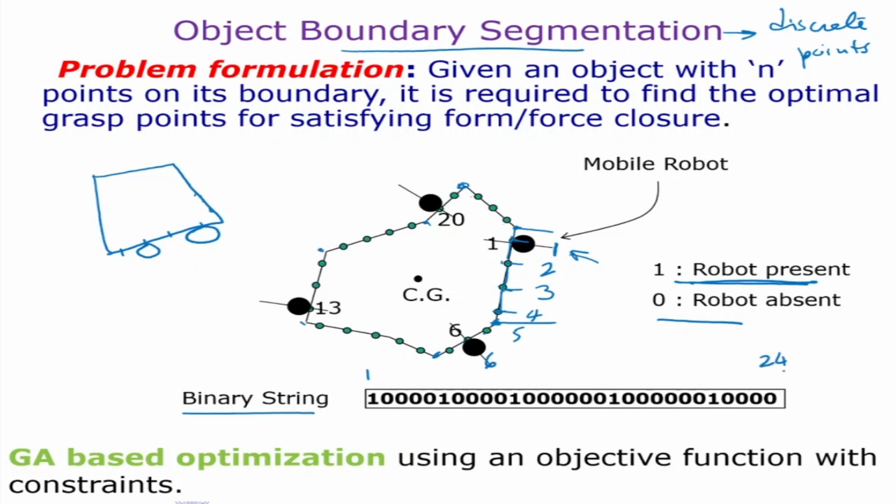So I make this binary string of 24 bits, and each bit can either be 1 or 0. Okay, so if a robot is present there, it is 1, and if a robot is absent, it is 0. Now the total number of robots, in this case, 1 2 3 4 5, there are 5 robots here. So this string is basically giving you an idea of this object, and this is the string that I'm going to play with using genetic algorithms for optimization.